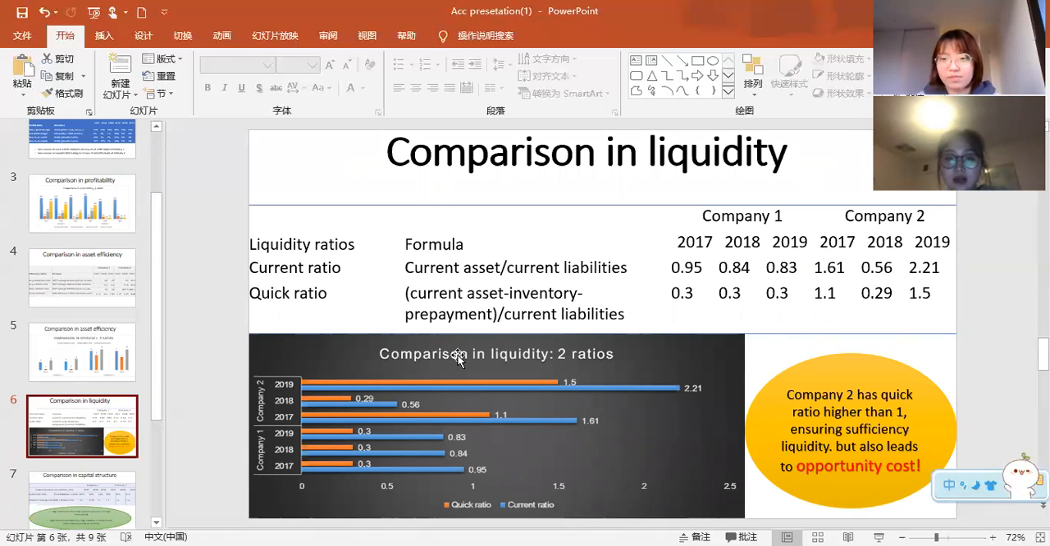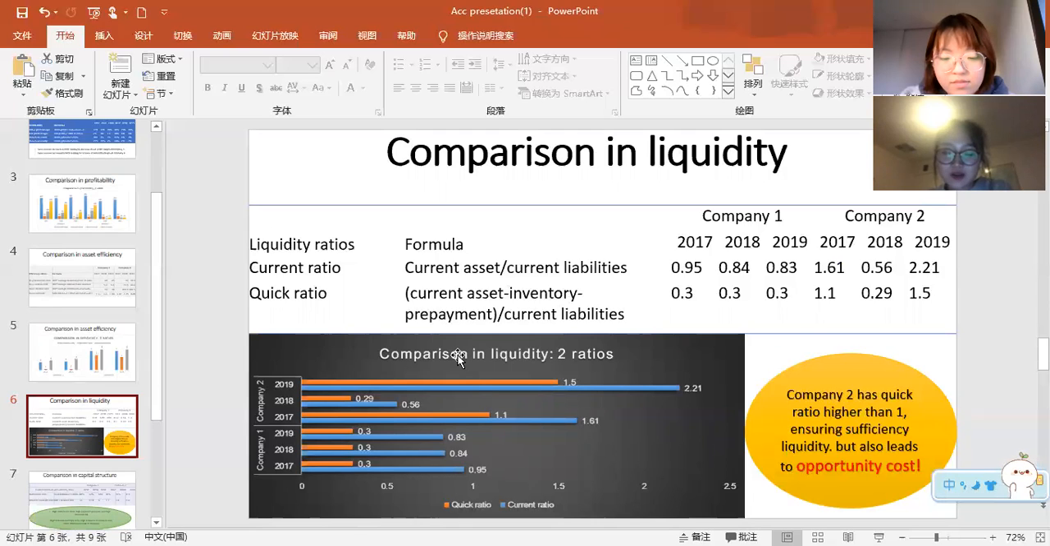Next, let's analyze the liquidity of the two companies. These are my calculations of the liquidity of the two companies. Current ratio of company 1 is only 0.83, much lower than 2.2 of company 2. Current assets of company 2 are 2.2 times as large as its current liabilities.